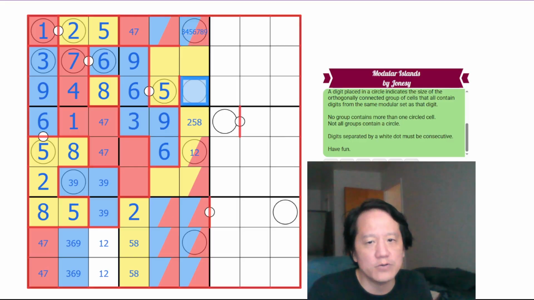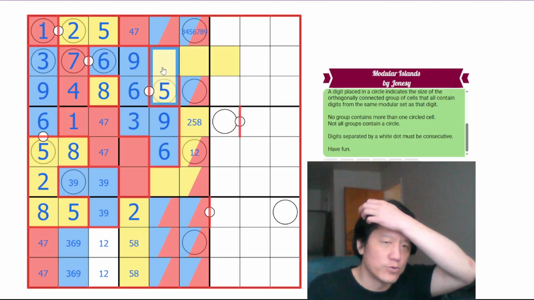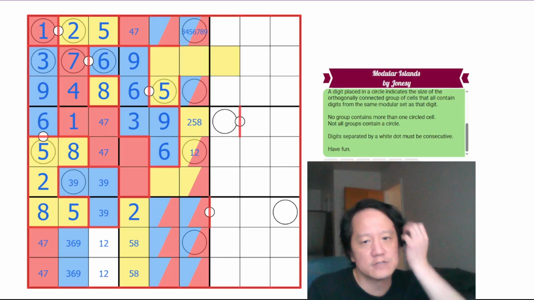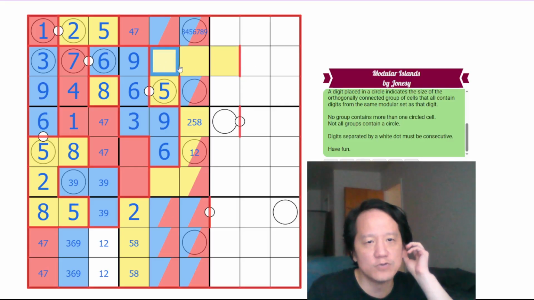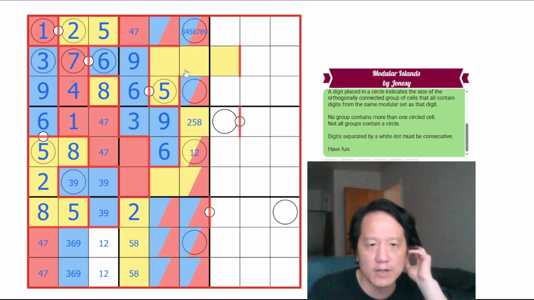This can't be yellow, it's blue or red. So yellow has to continue out that way because otherwise it's going to be too few digits for the region because that would be 5. That's 3 yellows in row 5, so this can't be any more yellows. So it goes either here as a yellow or here as a yellow.